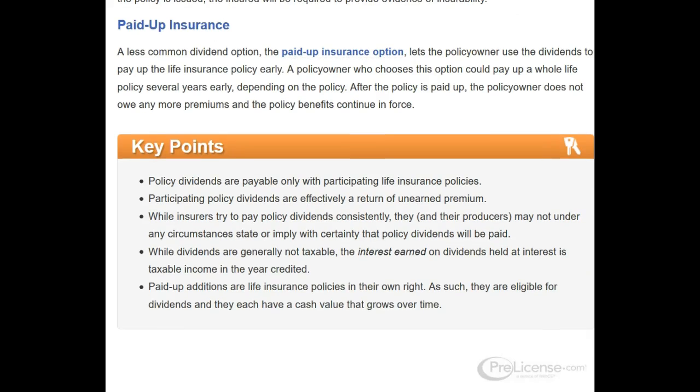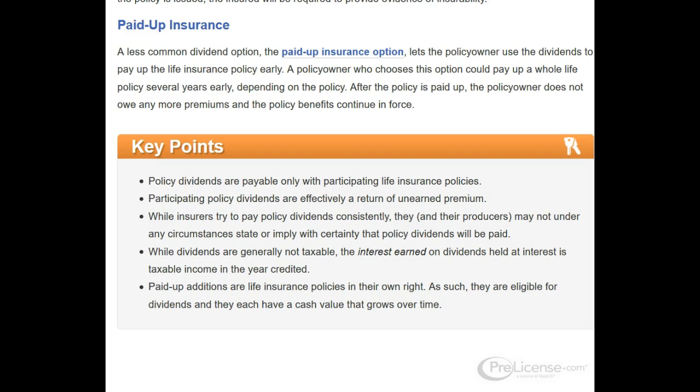Paid up insurance. A less common dividend option, the paid up insurance option, lets the owner use the dividends to pay up the life insurance policy early. A policy owner who chooses this option could pay up a whole life policy several years early, depending on the policy. After the policy is paid up, the policy owner does not owe any more premiums and the policy benefits continue in force.